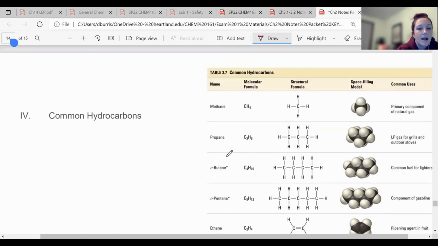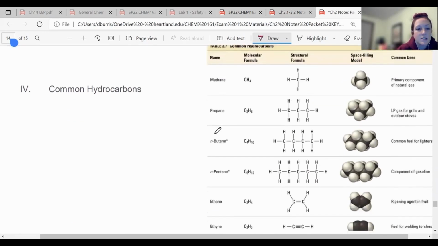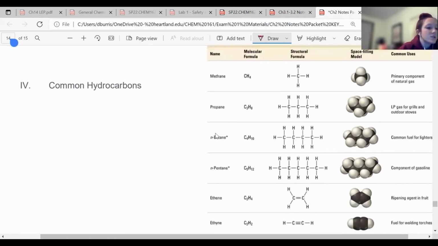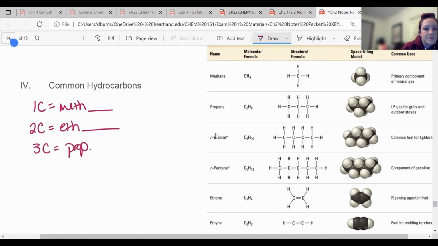So I actually want to talk about the prefixes here really quick. So they actually tell you something. Anytime it's just one carbon, it's going to have a prefix of meth-something. It could be methane, could be methene, or methyne's not a thing. A methyl group means it has one carbon in it. Two carbons, the prefix is eth-something. 3 carbons is prop. So propane has 3 carbons in it.